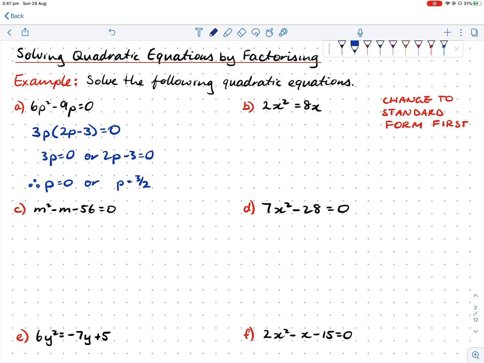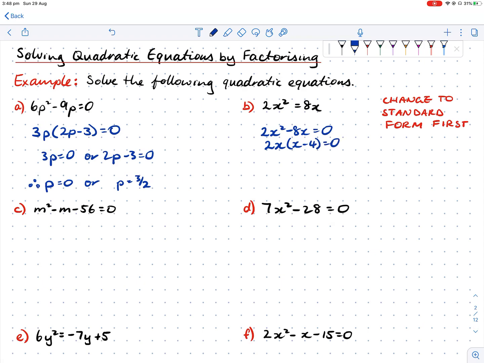In question B, we've got terms on both sides of the equal sign. When we're looking at these questions, the first thing that we should do is change it into standard form. Remember, we talked about that last time. The reason being is if you just look at this and do normal division, you're actually going to lose some solutions. So we're going to move this 8 over to the left-hand side first. So 2x squared minus 8x equals 0. We're going to then factorize this. So 2 and 8 both go into 2, and then we've got an x. And then in our bracket, what we've got left is x and 4.